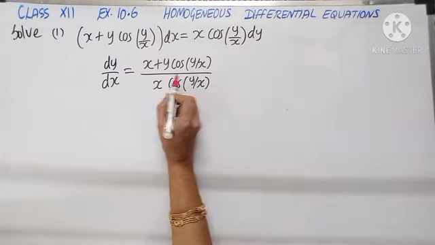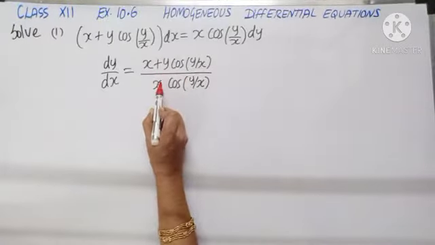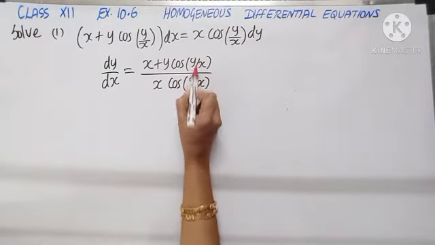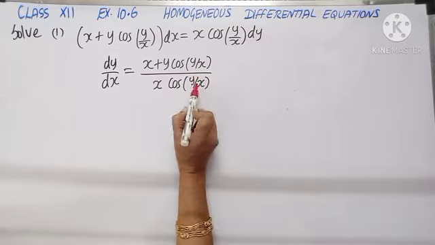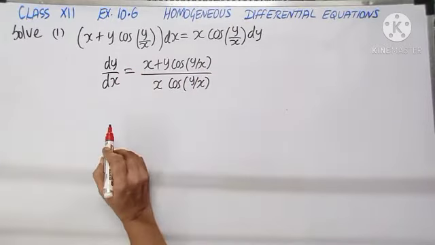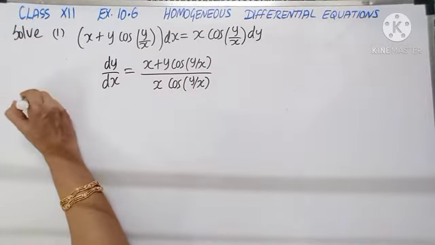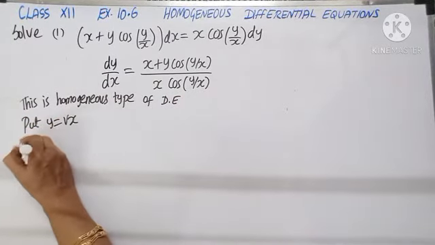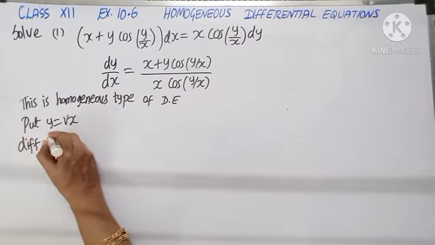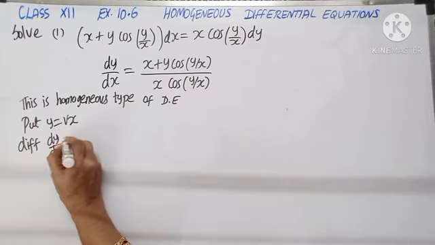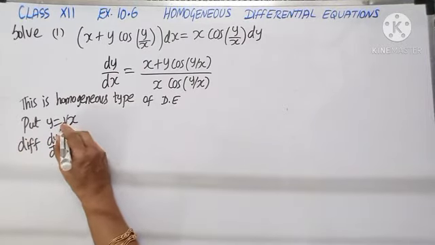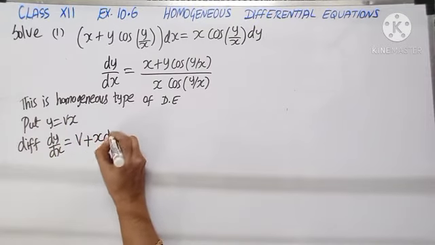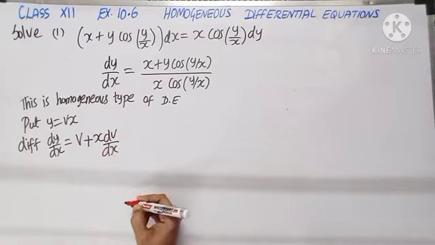As I check, the degree is 1, 1, 1. If I put ty, tx, this automatically gets cancelled. Our degree is 0, so this is homogeneous type. Put y equals vx. Whenever I substitute for y, let us differentiate. So, dy by dx is v, x becomes 1 plus x, v becomes dv by dx.